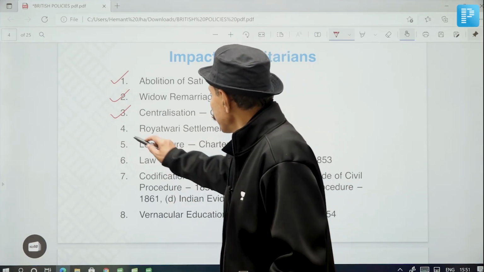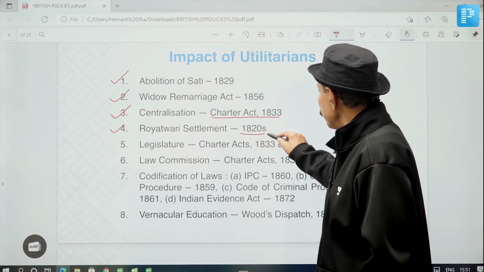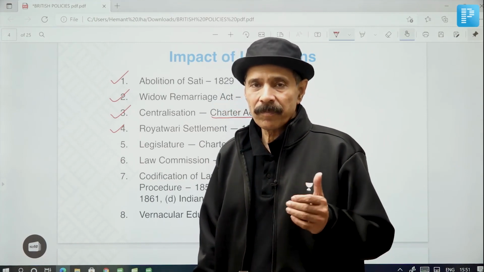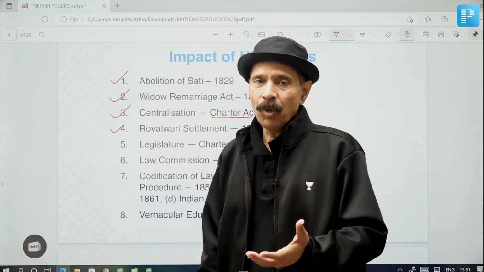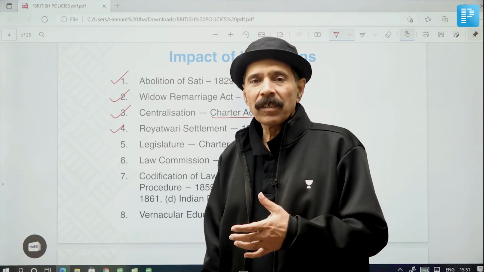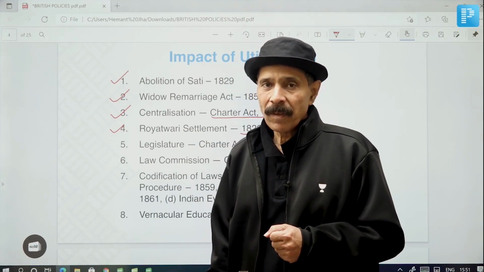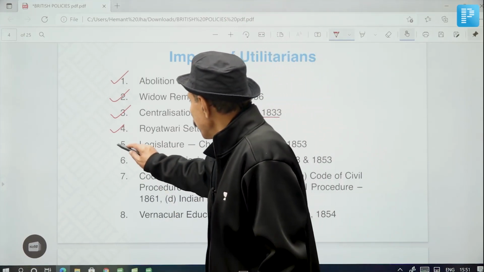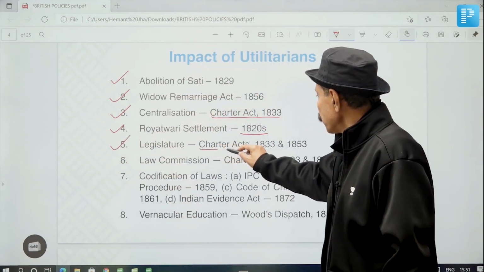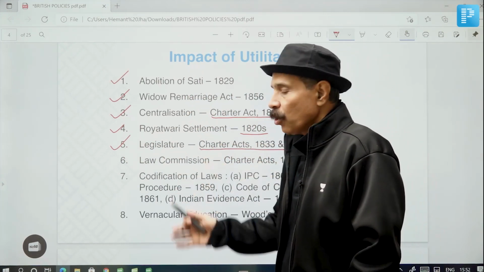Next is the Raiyatwari settlement, introduced in the 1820s. A new settlement introduced in Madras, Bombay, and then some other areas. Utilitarians were anti-Zamindari settlement introduced by Cornwallis. Next one, legislature. The Charter Acts of 1833 and 1853 created modern legislature.